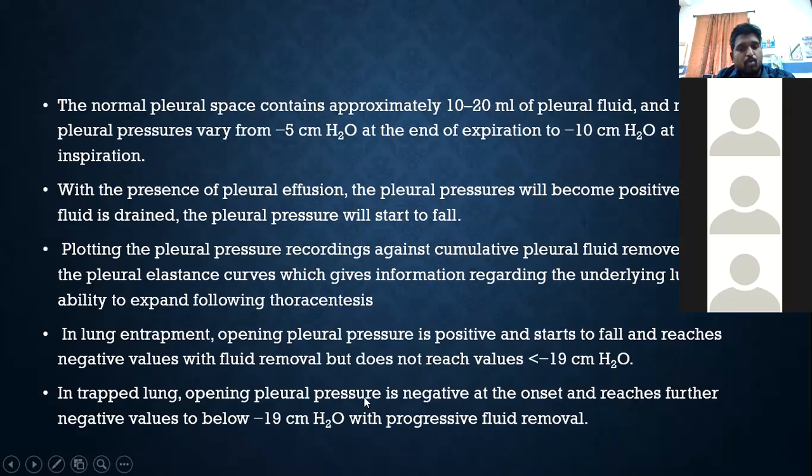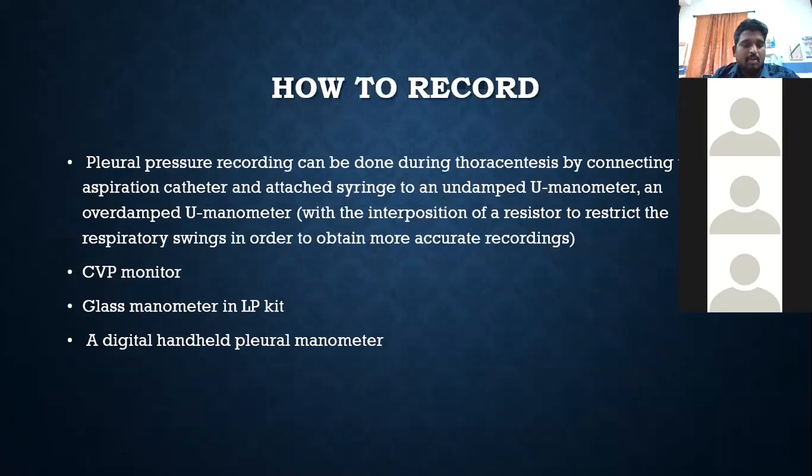In trapped lung, the opening pleural pressure is negative initially, only at the onset, and reaches further negative values with the progression. So in trapped lung, if the pleural pressure is already negative, there is no point in removing the fluid. So that's why it's always better to see the pleural pressure.